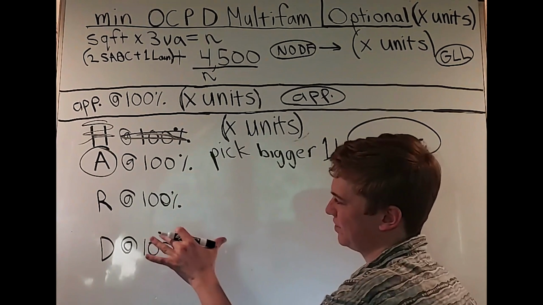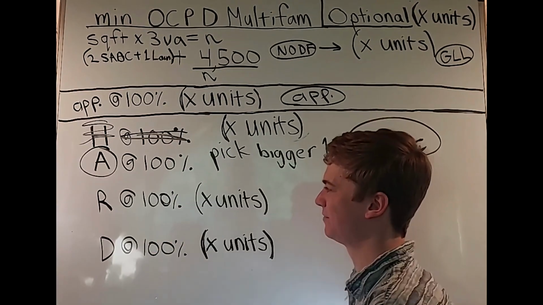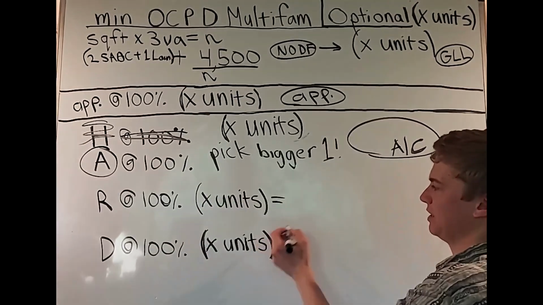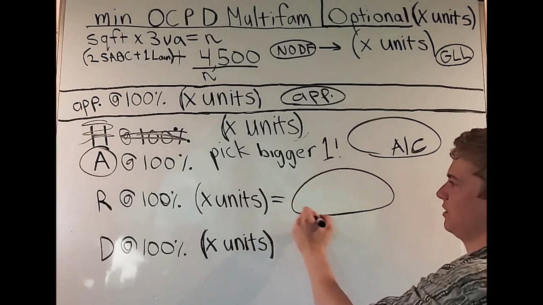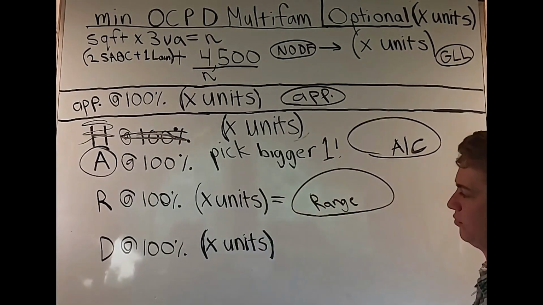Okay, so the next section is the range. This is, of course, at 100%. And all that we need to do from here is multiply by the amount of units that we have. We're going to get that total number, circle it, and then label it. Of course, you can just put an R, but I'll actually just put range most of the time.